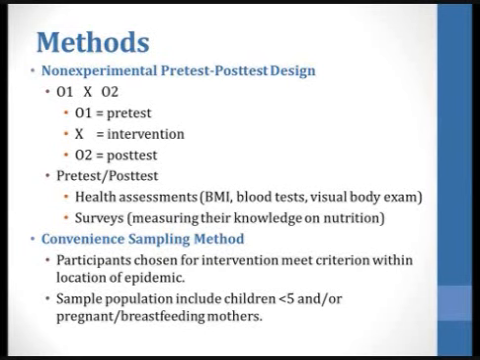The approach we implemented in choosing our participants was the convenience sampling method. Participants who were selected for this program within the high-risk locations of India had to meet the specific criterion to qualify for the intervention. This sample population included children who were 5 years old and under, since this is the age group of children affected by the diseases marasmus and kwashiorkor, as well as pregnant and breastfeeding mothers, since malnourishment in this population would in turn produce undernourished children.